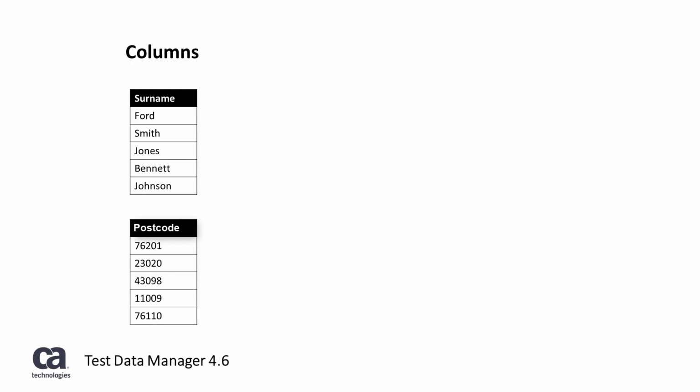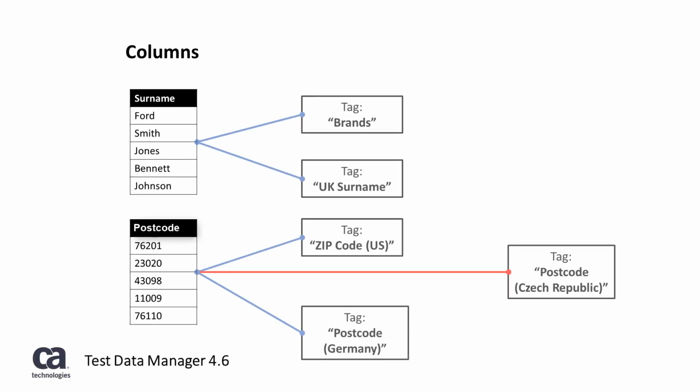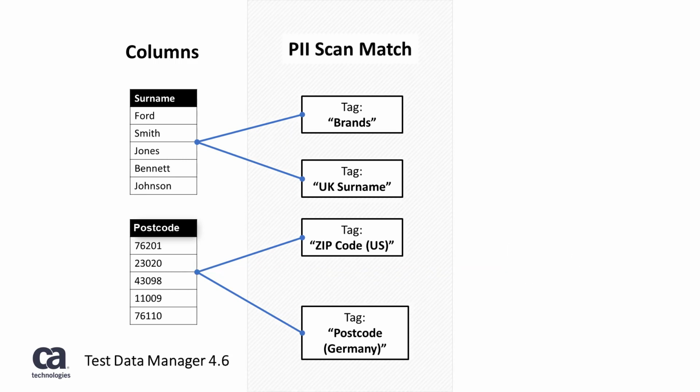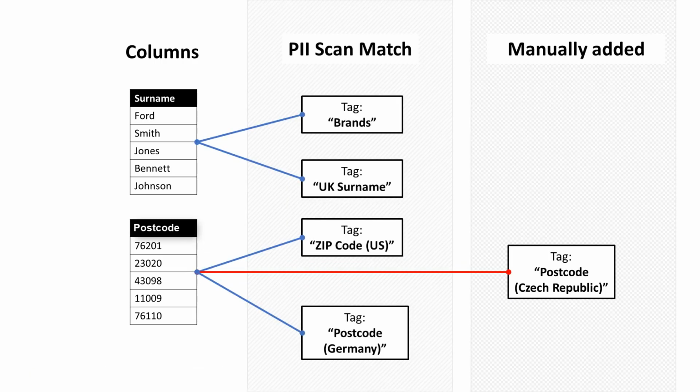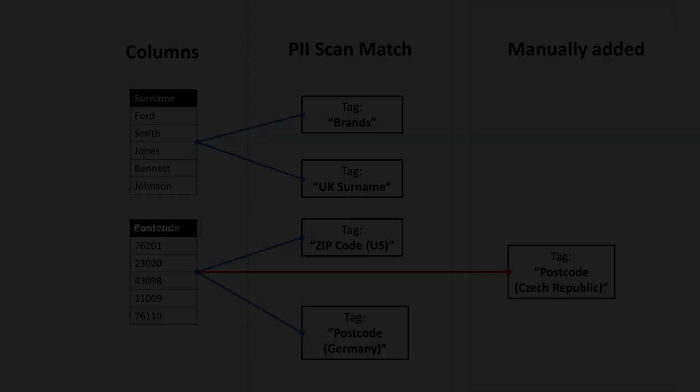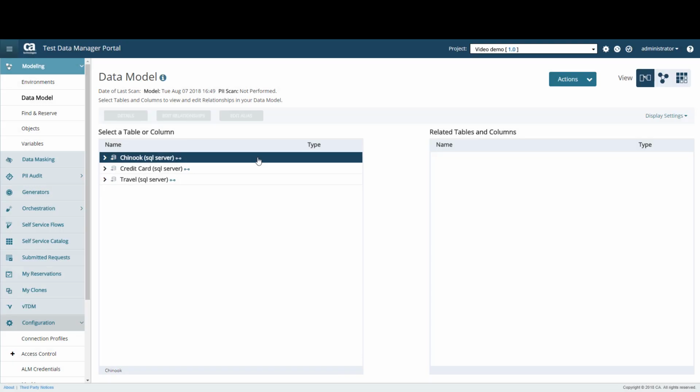We identify columns that contain PII with tags, short descriptions of a column's contents. These tags can be automatically assigned by the PII scan feature, or you can assign them manually yourself. You can use a combination of these two methods. Let's look at a representation of our data model before we scan it for PII.